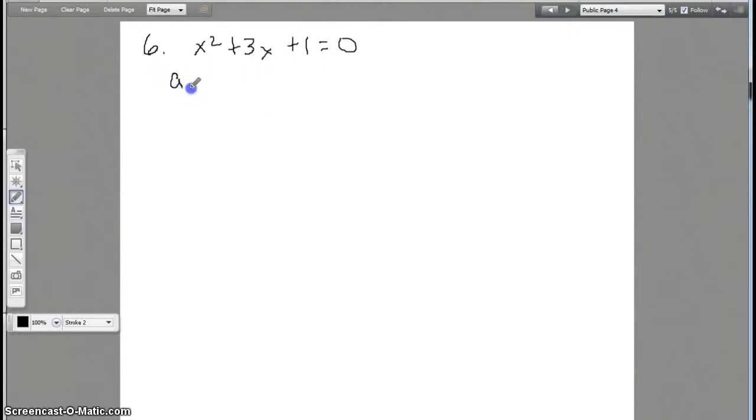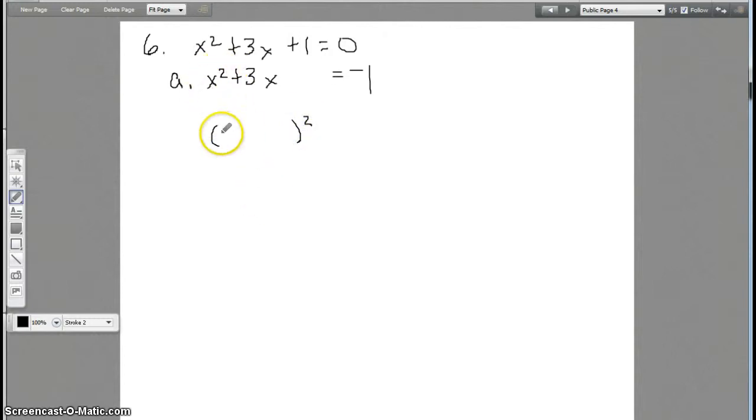Okay, so to complete the square, we need to have our x terms on one side and our constant on the other. We're going to do that by subtracting 1 from each side, and we'll end up with x squared plus 3x is equal to negative 1, because we subtracted 1 from both sides. Now we need to write this as a binomial. So I'm going to write my parentheses and draw my square.